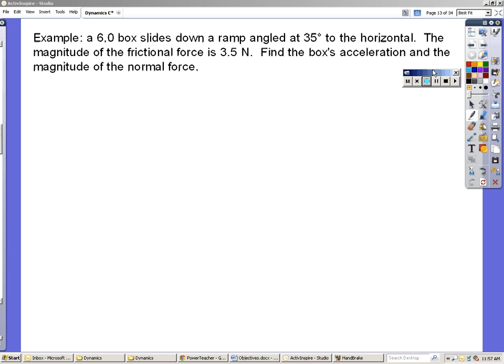You've got a 6.0 kilogram box that slides down a ramp angled 35 degrees to the horizontal. The magnitude of the friction force is 3.5 newtons. Find the box's acceleration and the magnitude of the normal force. Draw a picture. There we go.